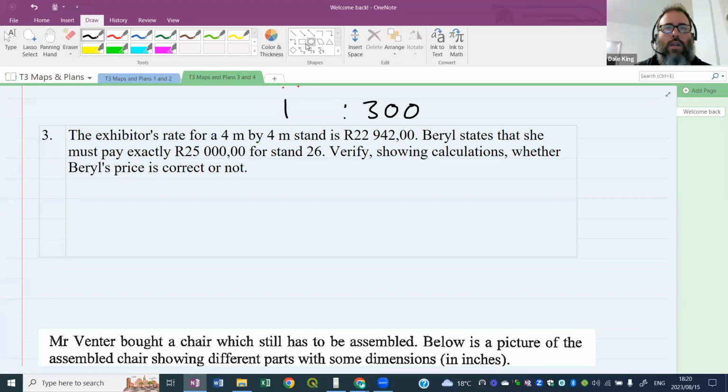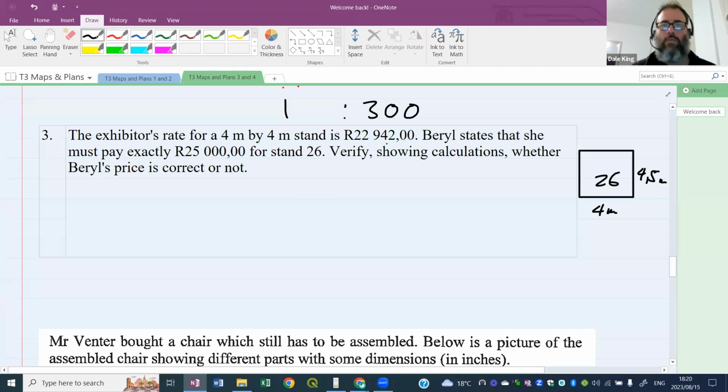Well, let me just draw a little diagram to help you and bring stand 26 down to you. Okay, so here is stand 26. It is 4 meters by 4.5. There is stand 26. That one costs 25,000 rand. A 4 by 4 meter costs 22,942. How do I check if this is right? Anybody out there? Matrix, come on now. What can we do to check this?